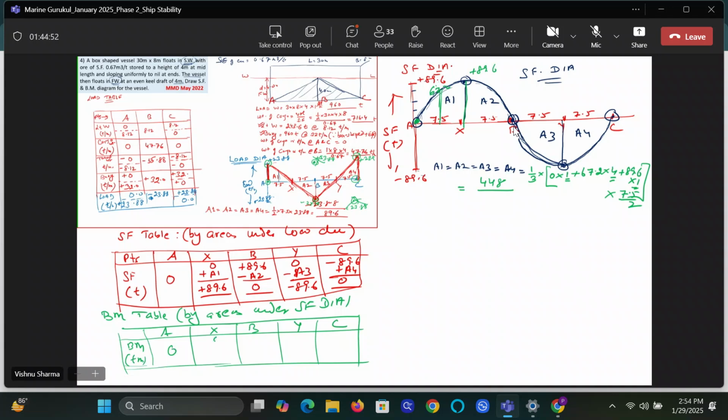It's 0, 0 plus A1 is plus 448, plus 448 plus A2 is 896, plus 896 minus A3 is plus 448, and plus 448 minus A4 is 0. Are these correct values, beta? Correct, sir. Okay. Now we make the BM table.